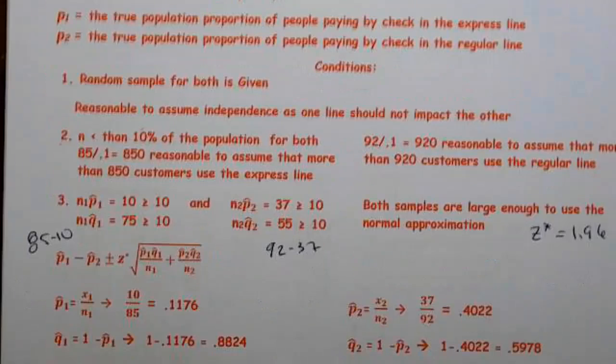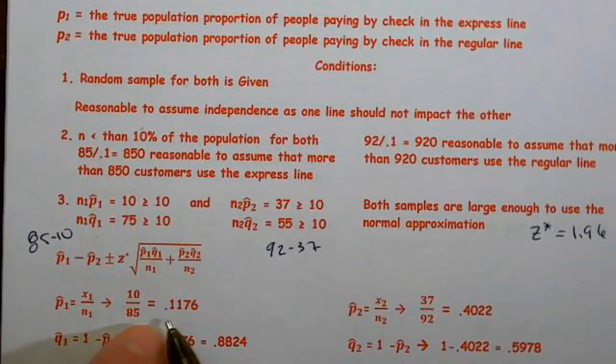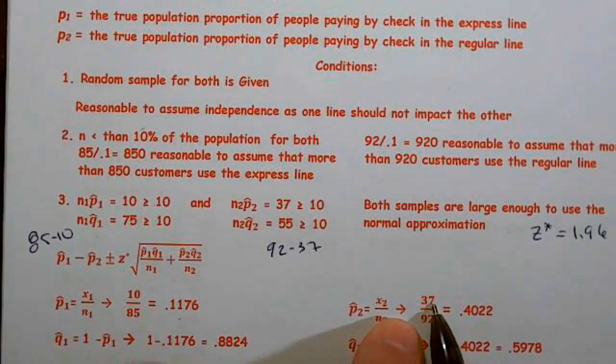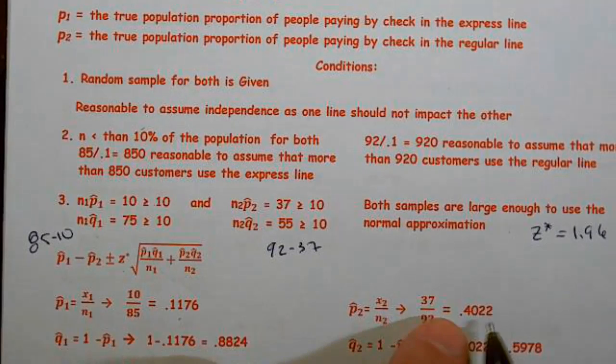And I need to calculate p hat 1. Well, that's 10 over 85, which is 0.1176. q hat 1 is 1 minus that, so that's 0.8824. p hat 2, 37 paid with checks in the regular line out of 92, so 40%.